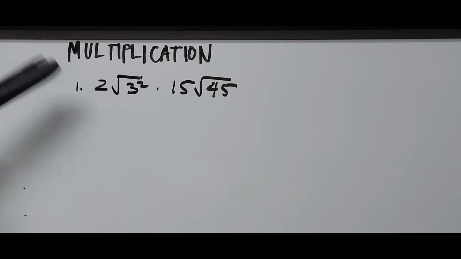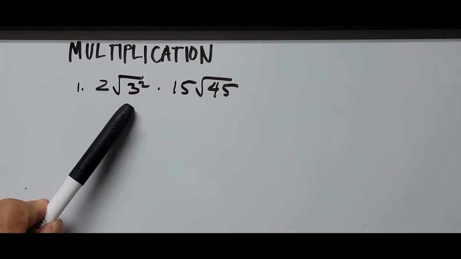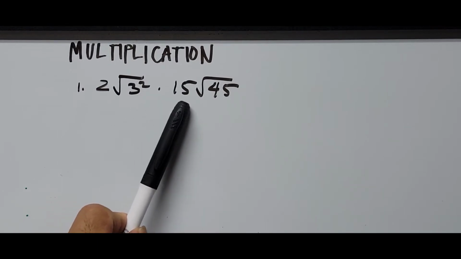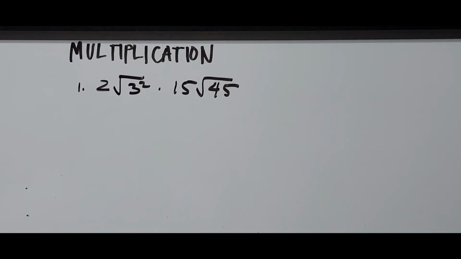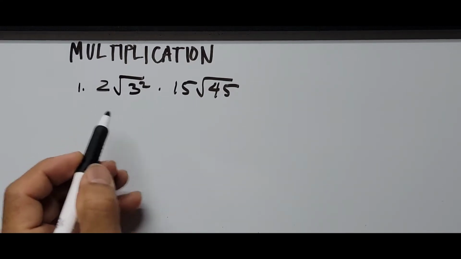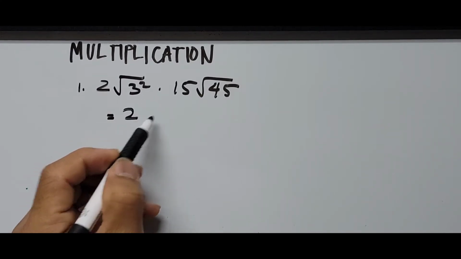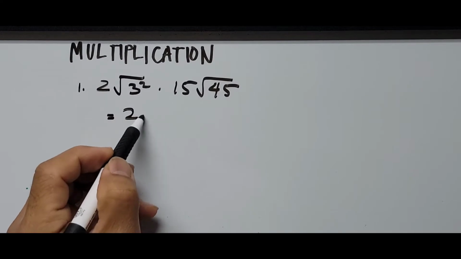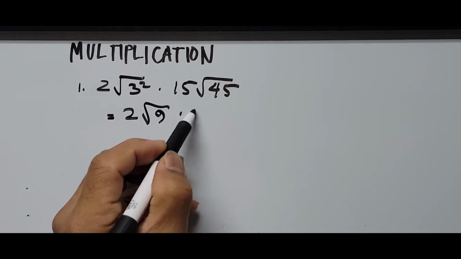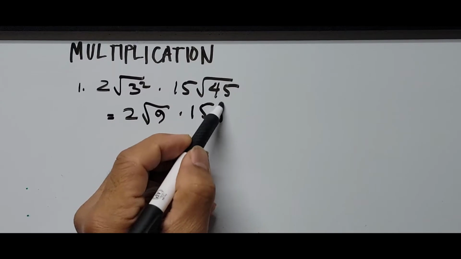We have here number one problem: 2 times the square root of 3 squared multiplied by 15 times the square root of 45. Once again, in simplifying radicals, there should be no perfect squares in the radicand, and the radicand must be fully factored. So in here, 2 times the square root of 3 squared. 3 squared is the same as 3 times 3, or that's 9. So that's the square root of 9 times 15 times the square root of 45.